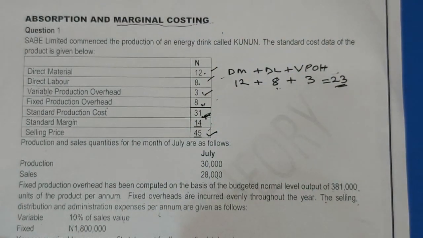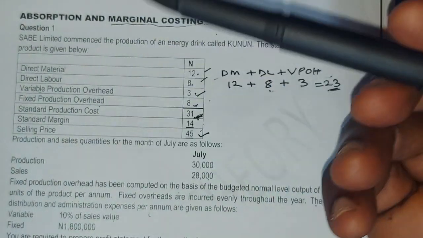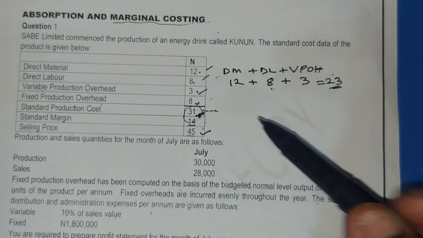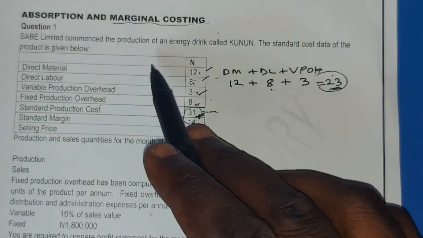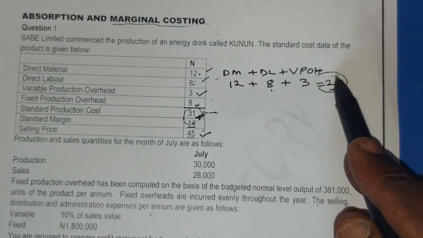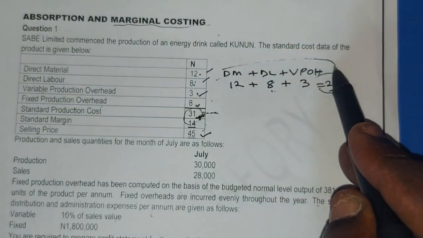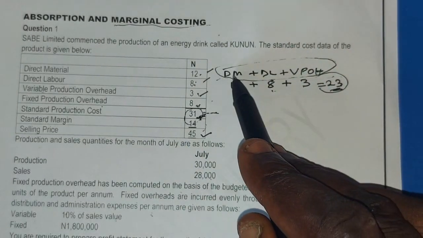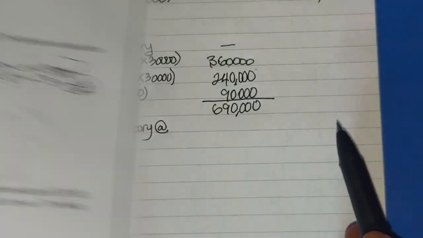Are you with me? So that is the marginal cost of production. But absorption costing uses full cost, which is this 31. Are you with me? Marginal costing techniques value closing inventory at marginal cost of production. And marginal cost is the addition of all the direct production costs, which is direct material, direct labor, and variable production overhead.